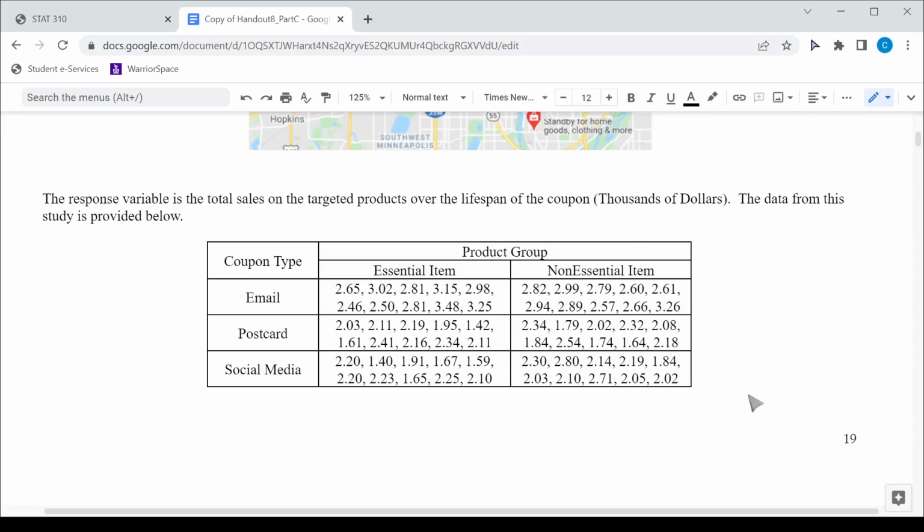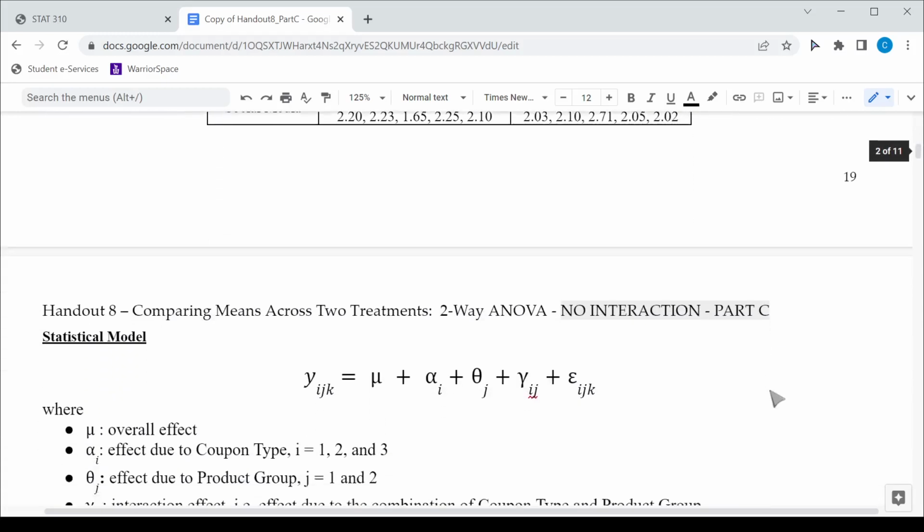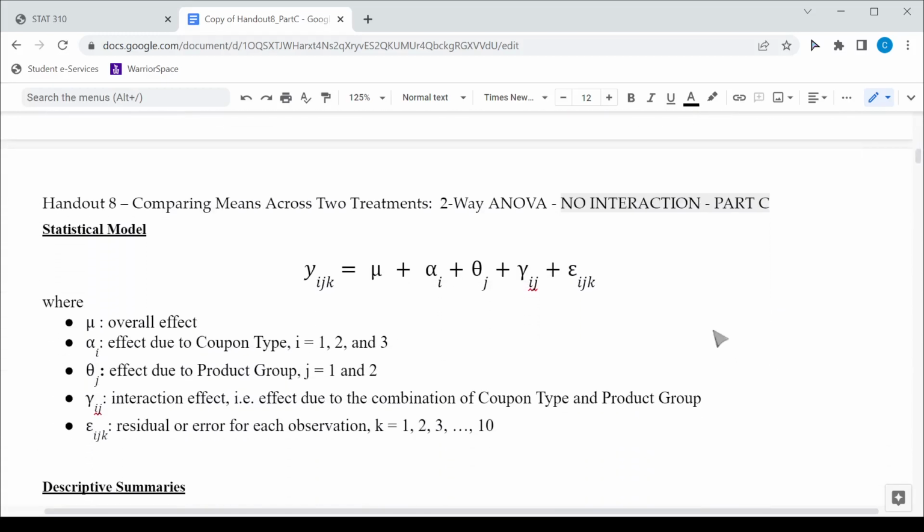Here's the data for this example, and we're going to analyze that data now. The model again for a two-way ANOVA has some alpha terms, which are going to reflect the effect due to the coupon type. I have some theta terms, which are going to indicate the effect due to the product group. And then I have that interaction term as well, which in this particular example is not going to be significant.